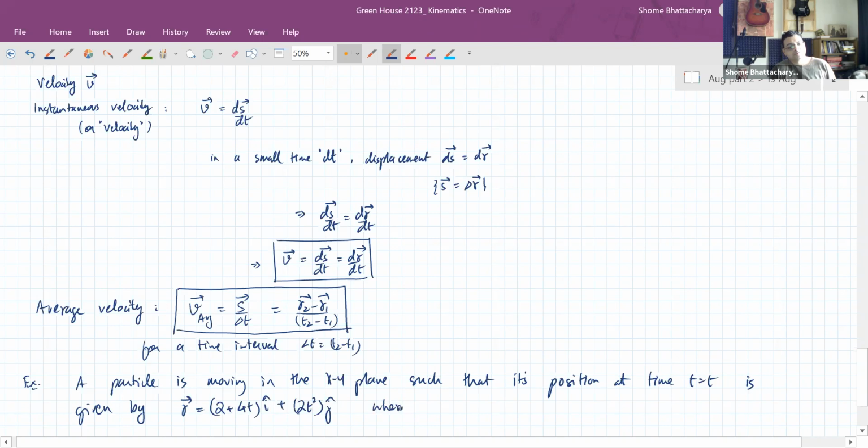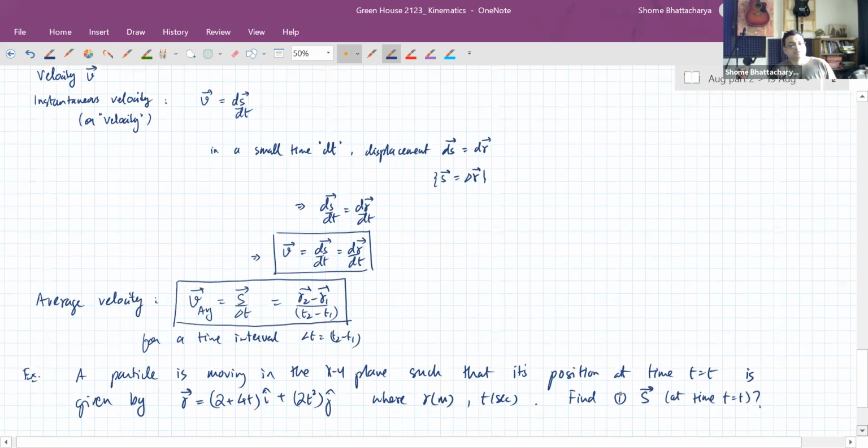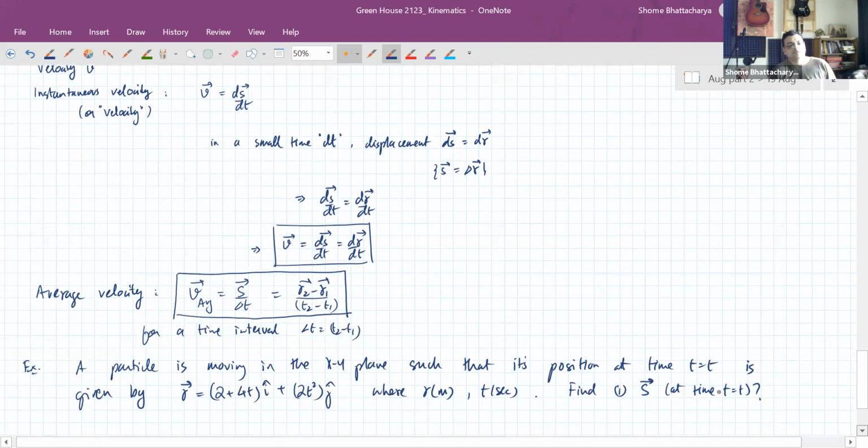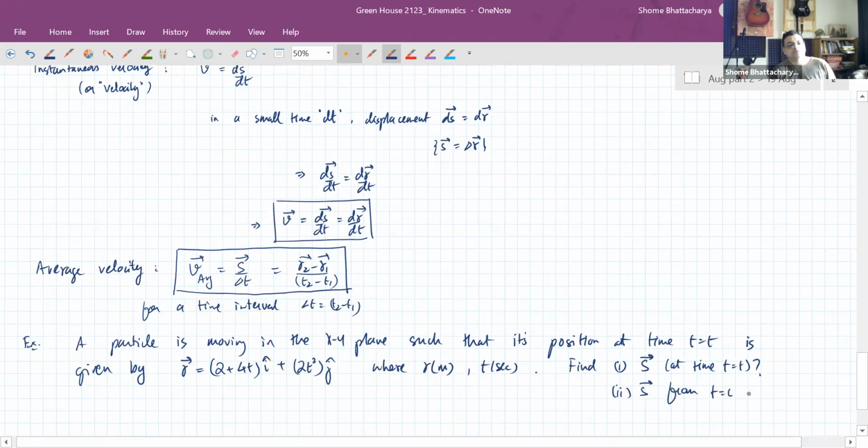Where position is in meters and time is in seconds. So we want to find, first of all, displacement at time t equal to t. And from that, we want to find displacement from t equal to 0 to 2 seconds.